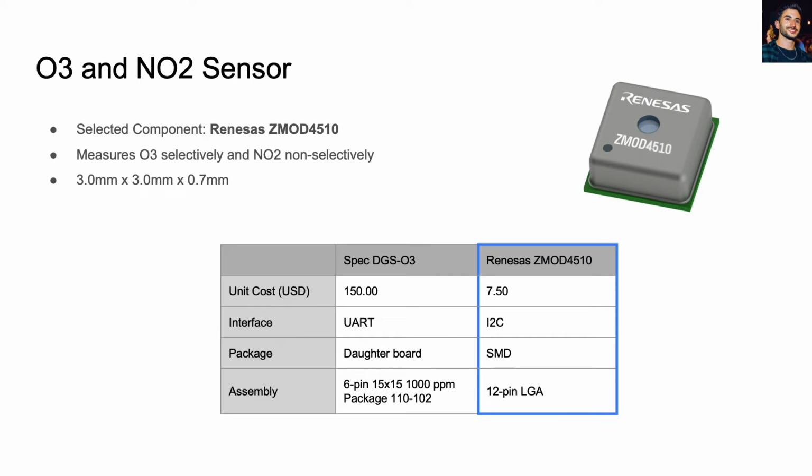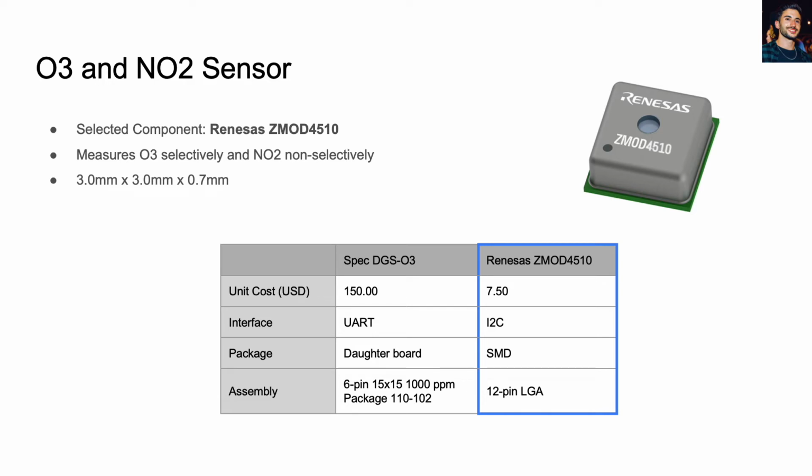To measure O3 and NO2, 2 types of sensors were considered. The first was the SPEC DGS-03 sensor, part of the SPEC family of gas sensors. The second sensor, which was the one chosen for this design, was the Renesas ZMOD 4510. The differences between these 2 sensors were significant in both price and design, as can be seen in the table. The SPEC sensor came on a daughter board with other components already soldered on, and it uses UART communication. Although it would have decreased the amount of effort required to solder components to the board as well as programming the firmware, it would have drastically increased cost.